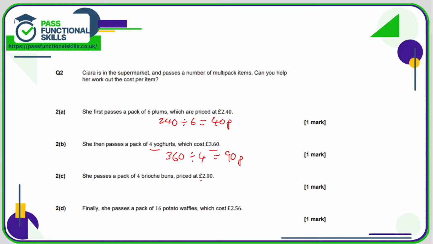4 brioche buns cost £2.80, so one brioche bun is 280 divided by 4, which comes to 70 pence per bun. And D, 16 potato waffles cost £2.56, so 256 divided by 16, which is 16 pence per waffle.